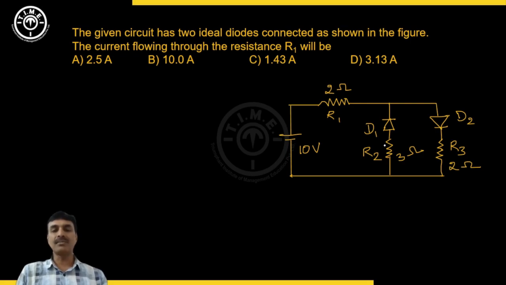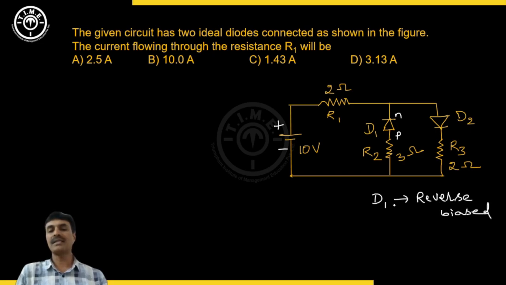With respect to this battery, how are these two diodes D1 and D2? See, plus 10 volt here, minus 10 volt here. Plus 10 volt is applied towards the N region and the negative terminal is connected to the P region here. So clearly D1 is in reverse bias mode. D1 is reverse biased.